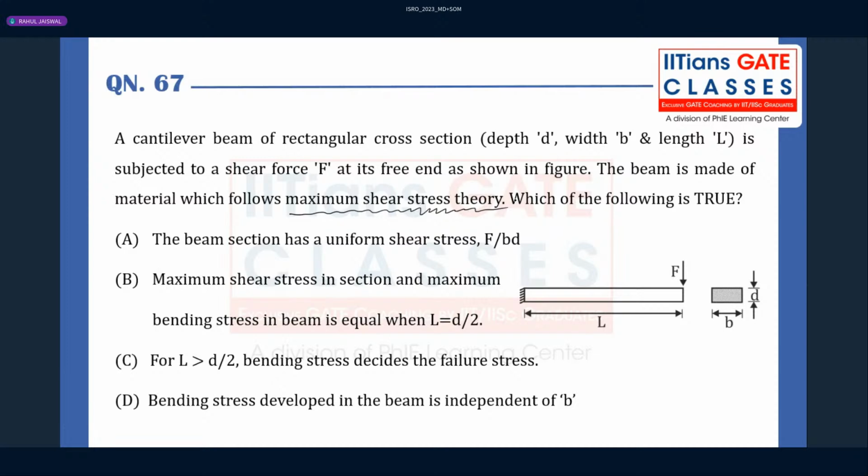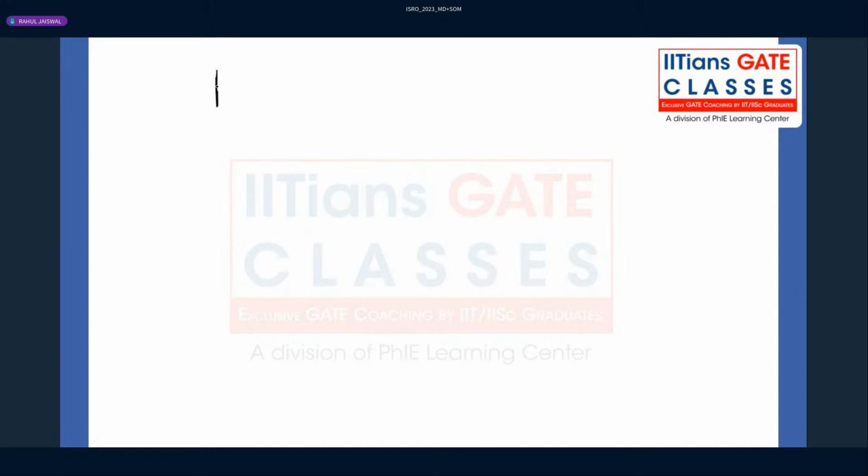The beam section has uniform shear stress? No. Why? Because this is an incorrect statement. Whenever we talk about a rectangular section, because of the direct shear stress, it has parabolic variation. At top and bottom it is 0, and at the neutral axis it is maximum. The maximum value we know is 3 by 2 times F divided by BD. That is the maximum value of this stress that you can calculate.